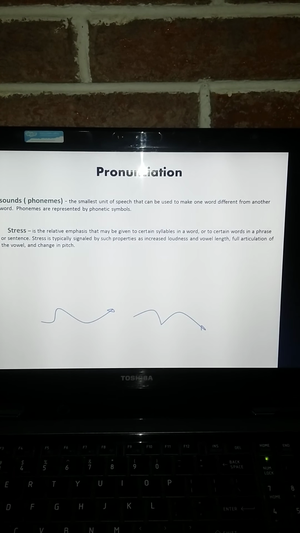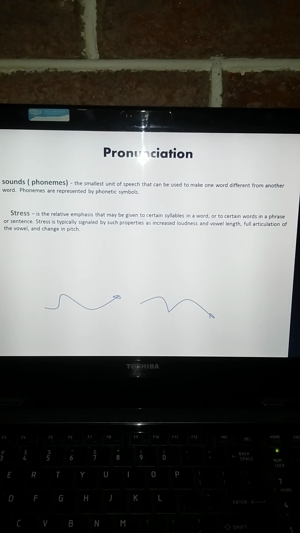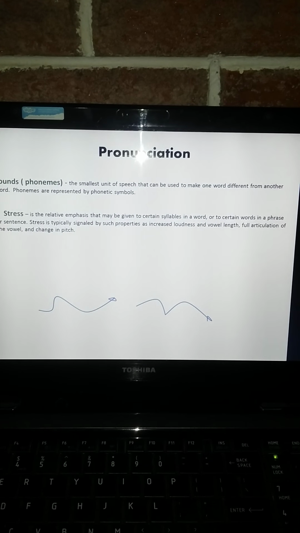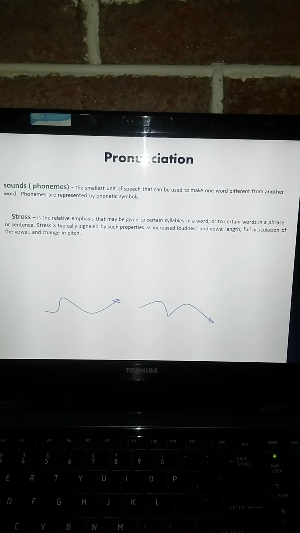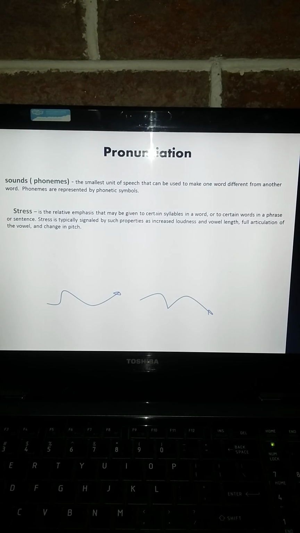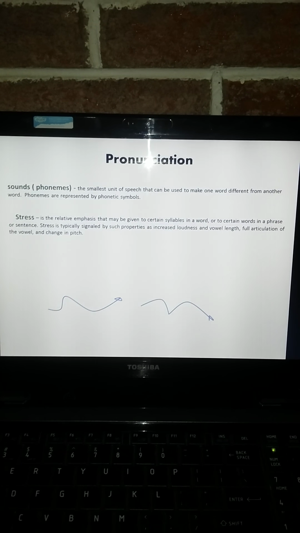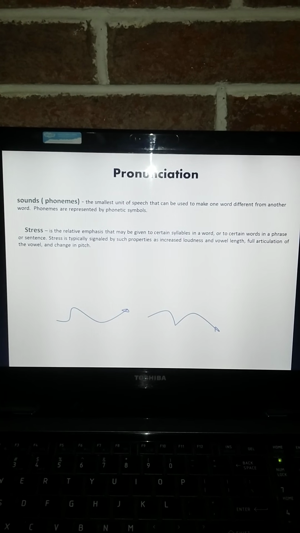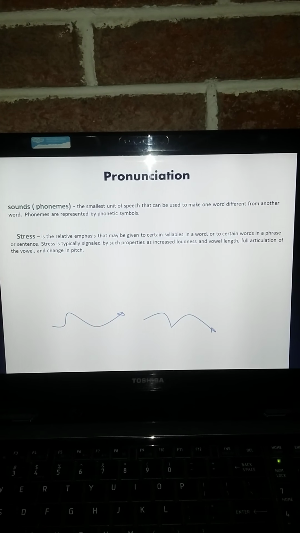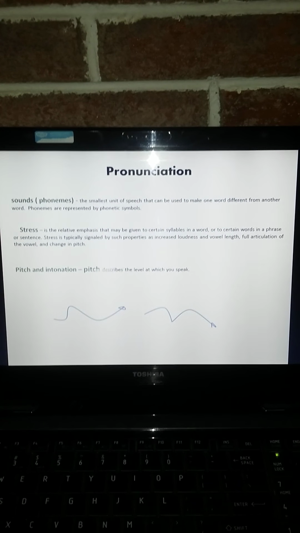Next one is stress. It's a relative emphasis that may be given to certain syllables in a word or to certain words in a phrase or sentence. Stress is typically signaled by such properties: increased loudness and vowel length, full articulation of the vowel, and change in pitch. So when we're talking, we can change the way we're saying something by saying the word, for example, if you're screaming, you're going to use stress right there.